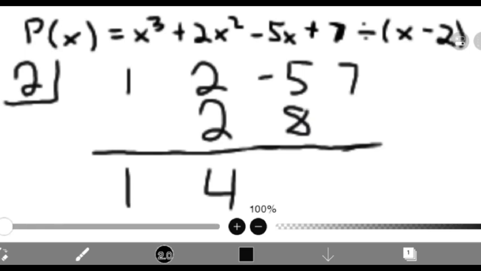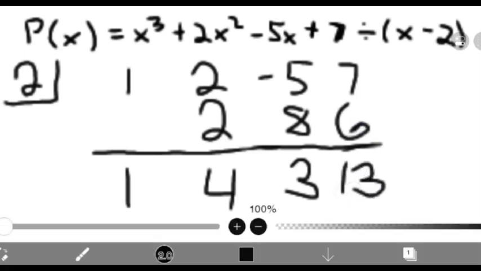Since we're going to add it to negative 5, the answer will be 3, because the positive is bigger than the negative. Going back to the equation, 3 times 2 is equal to 6, and 7 plus 6 is equal to 13. Therefore, our remainder for example number 1 is 13.